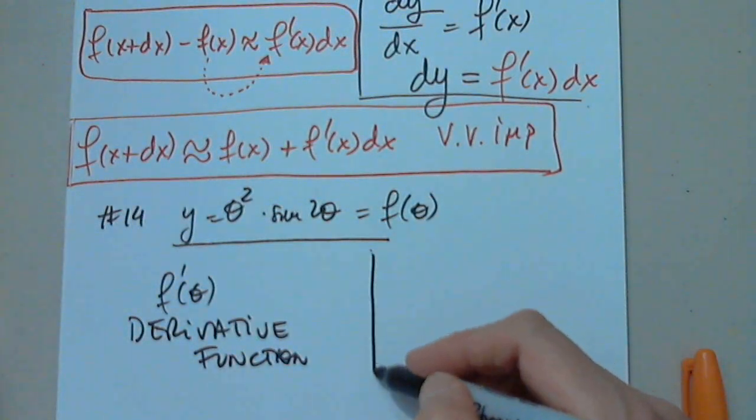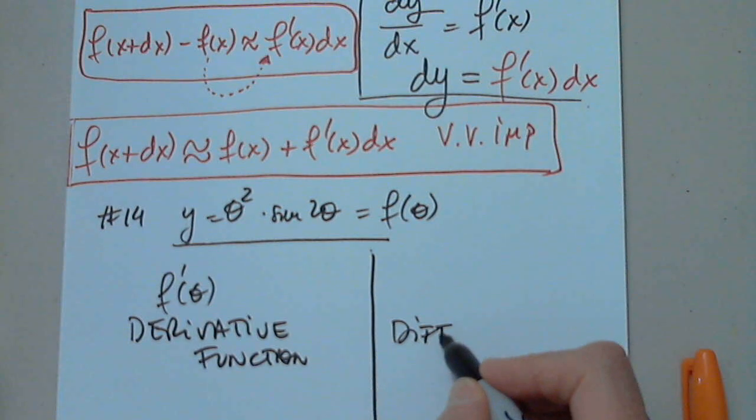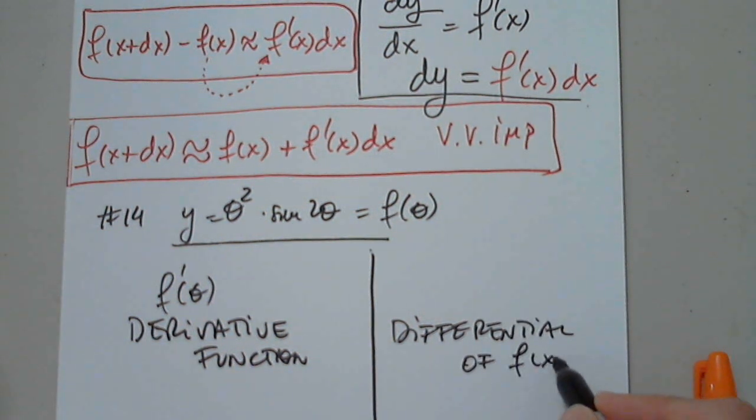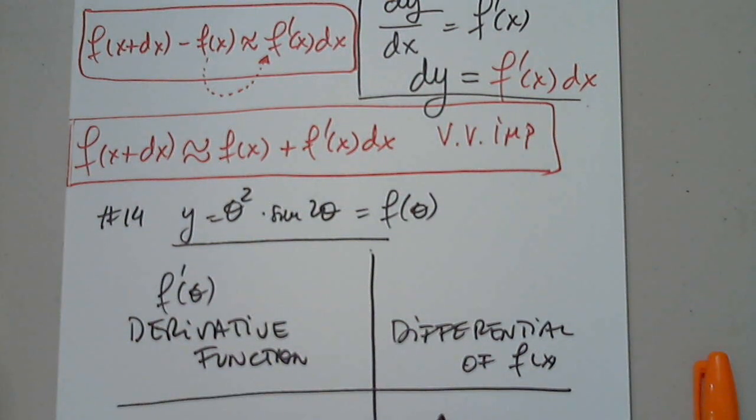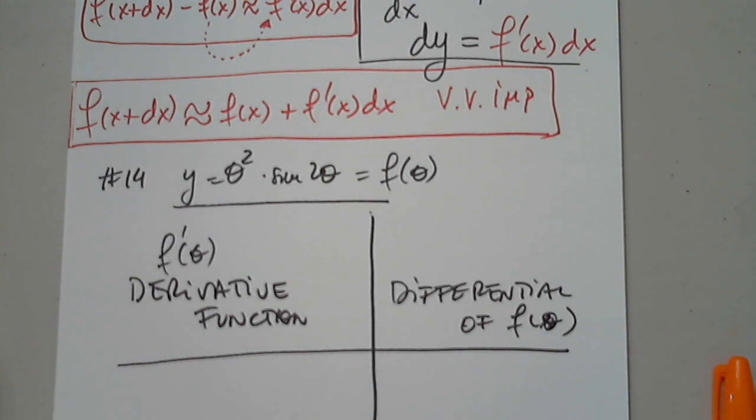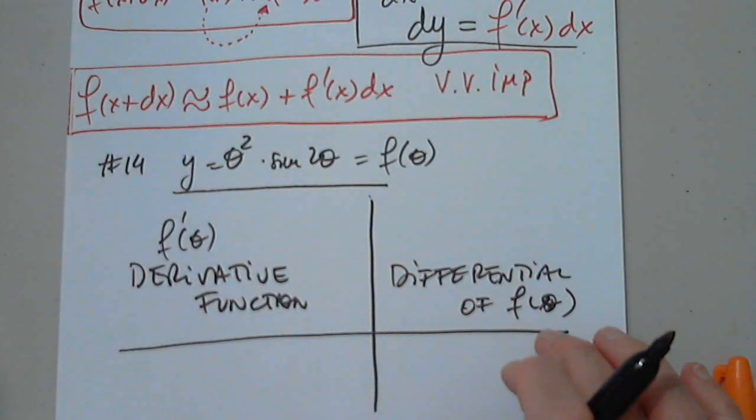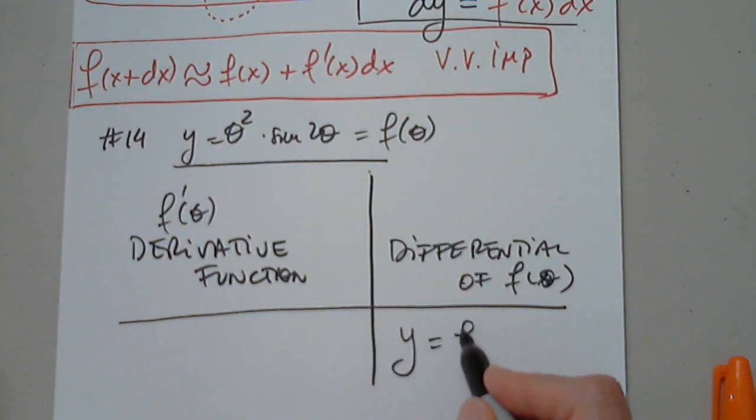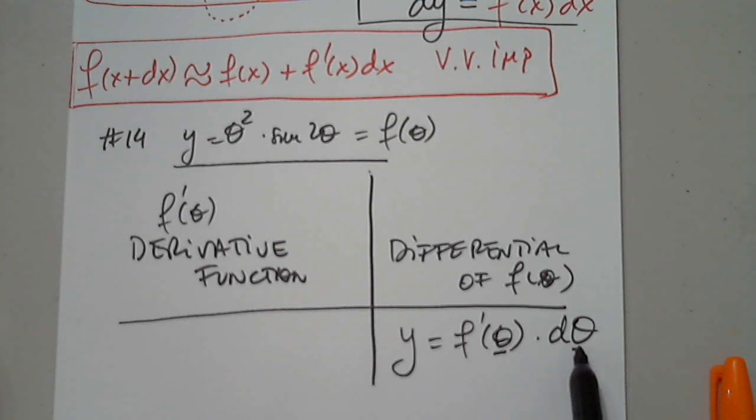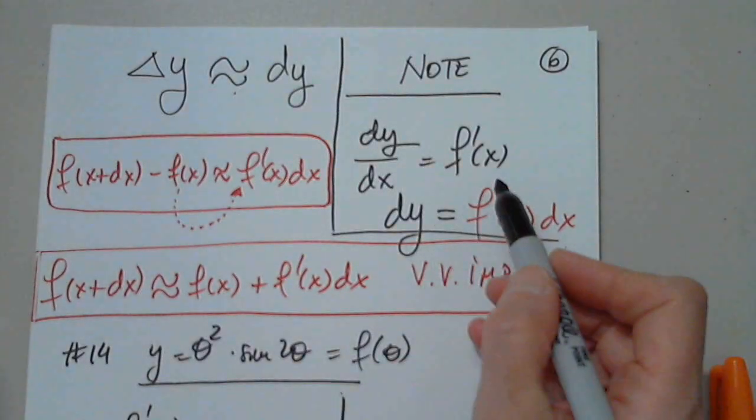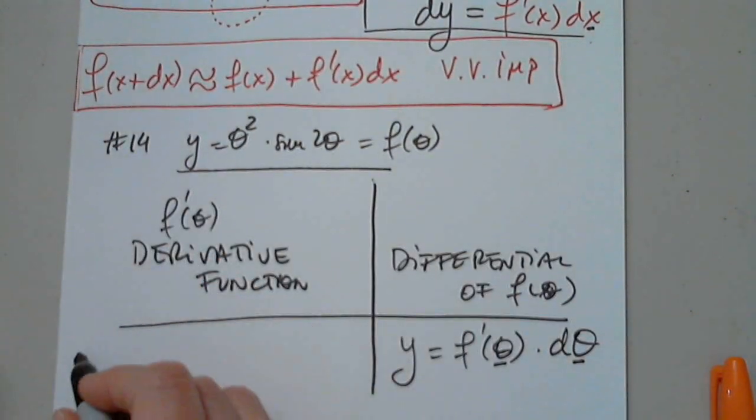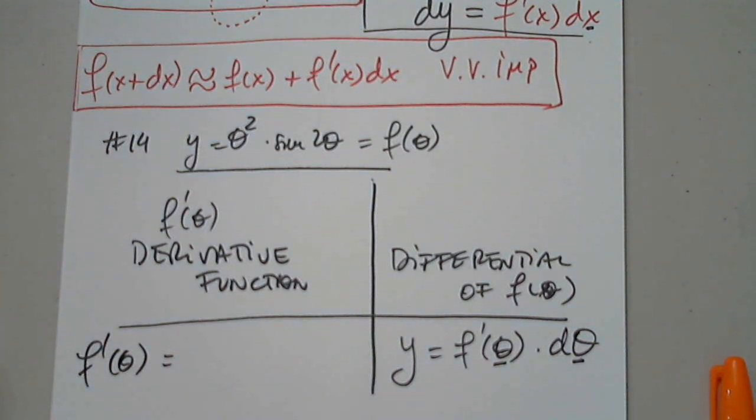And I want you to understand that the differential of f of x is a totally different thing from f of theta. Totally different things. This one will be y equals f prime of theta times d theta. If the function is theta, I have to have d theta. If the function has x, then I have to have dx. But this one is simply the derivative of the function.